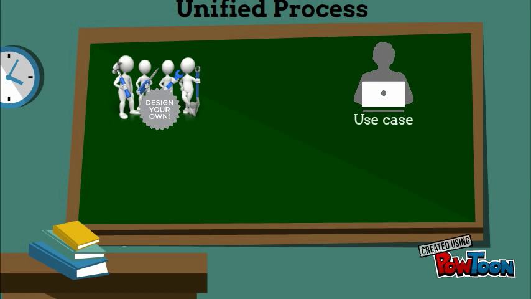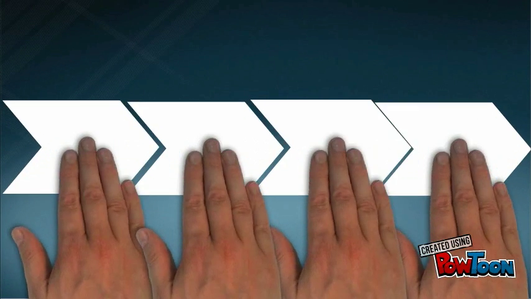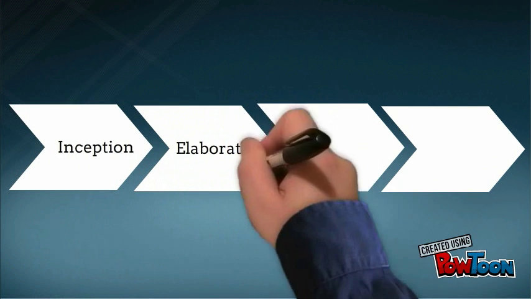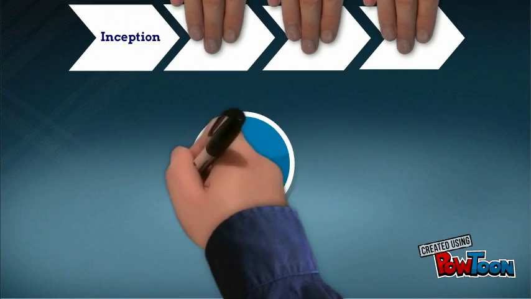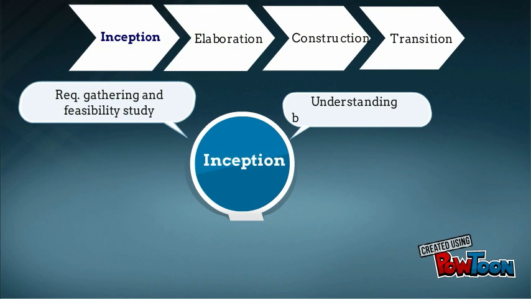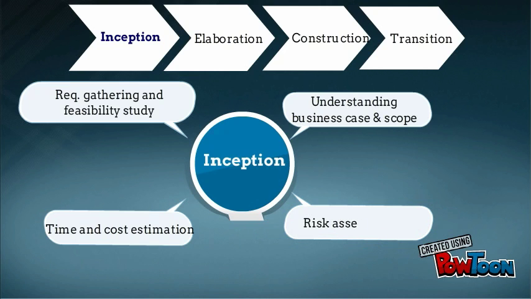Development is driven by use cases, making strong use of UML for communication, while focus is kept on good architecture and risk management. The process has four main phases: inception, elaboration, construction, and transition. At inception, requirements gathering and feasibility study is performed. Business case and scope identification, time and cost estimation, and risk assessment also mainly fall under this phase.